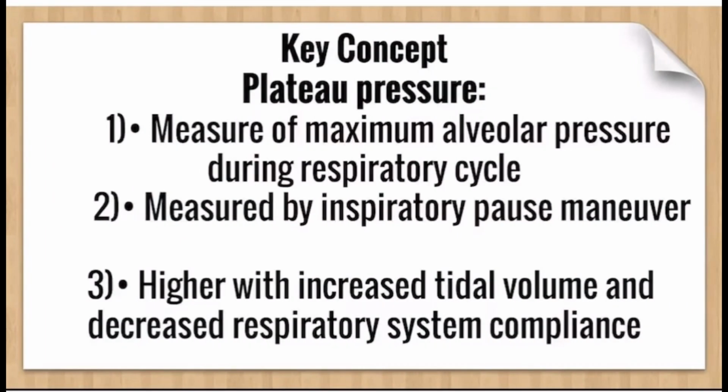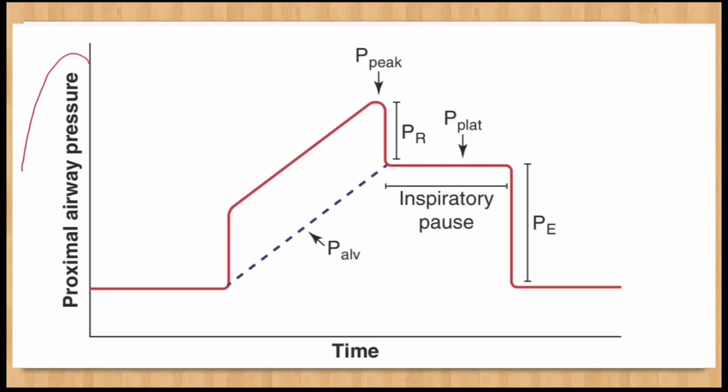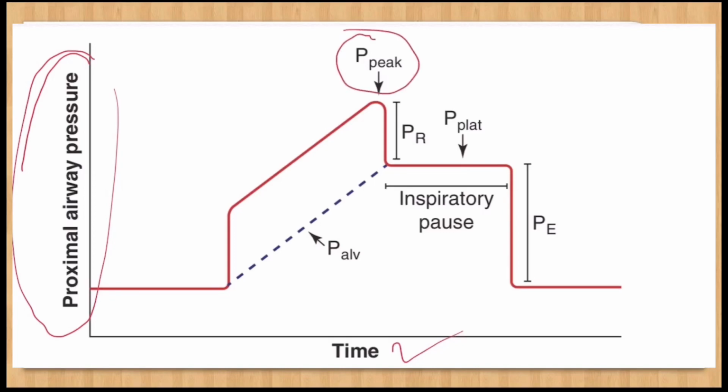So, in short, plateau pressure is the measure of maximum alveolar pressure during the respiratory cycle. Second, it is measured by the inspiratory pause maneuver. Third, it is higher with increased tidal volume and decreased respiratory system compliance. You can see this pressure time graph where you can see the peak airway pressure and the plateau pressure.